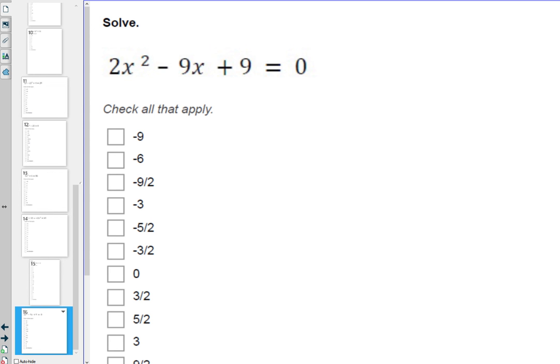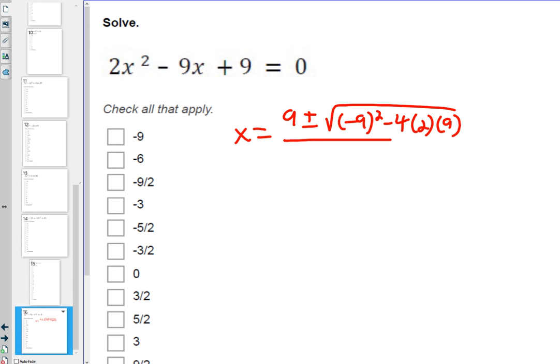It's already equal to zero, but maybe you're scared of factoring. I would still try to factor this, but fine. Let's just say we use the quadratic formula. X is equal to, if b is negative 9, what are we going to reference? Positive 9, plus or minus the square root of negative 9 squared minus 4 times 2 times 9, over 2 times 2. That's substitution.